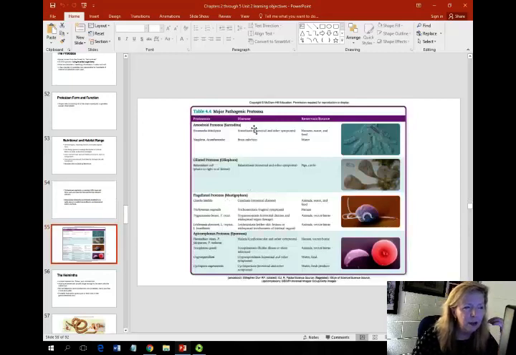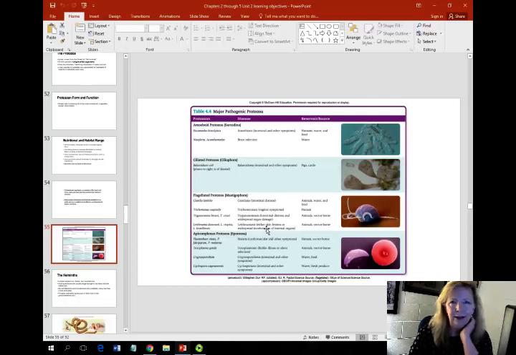Some of the other more important protozoa, and we're going to mention more of these as we go along, but certainly I would want people to know that malaria is from a protozoa, and the genus that malaria comes from is called Plasmodium, so make sure that you know that. There are 4 to 5 different species that cause the disease we call malaria.